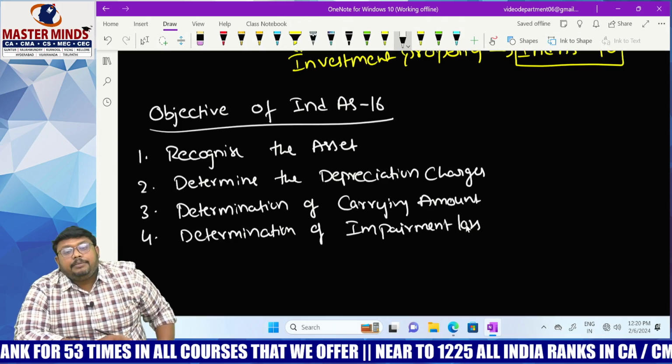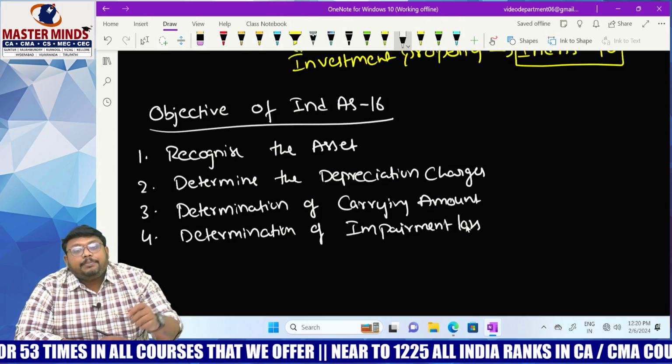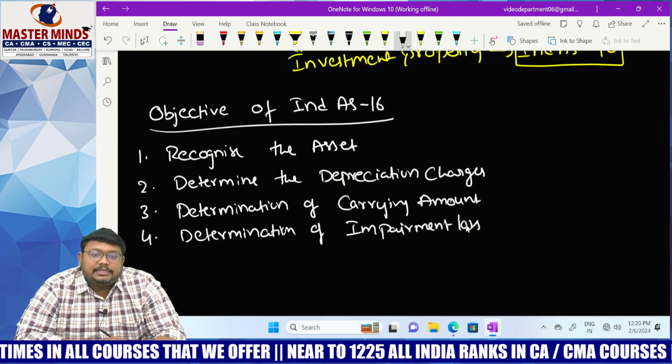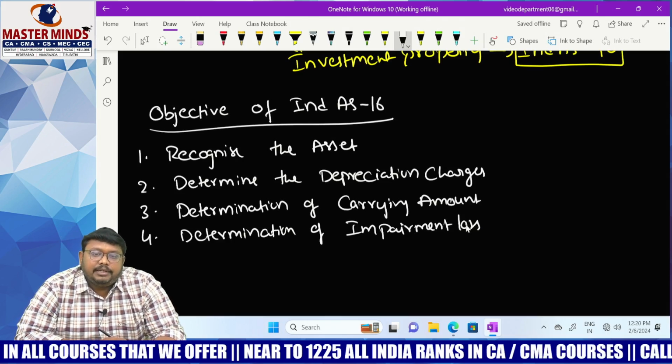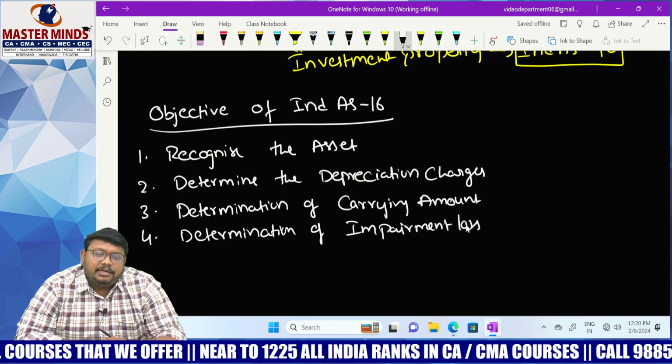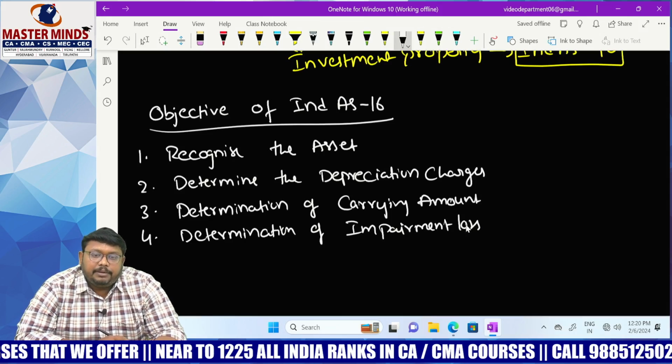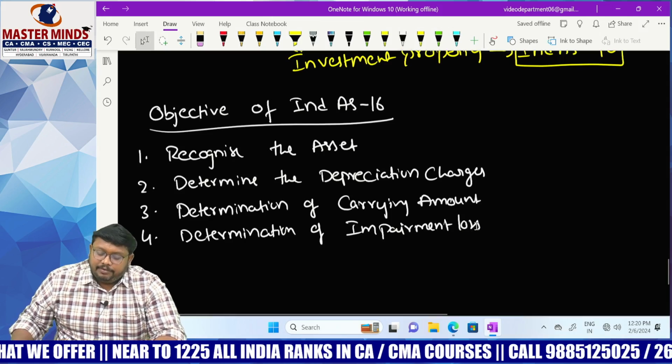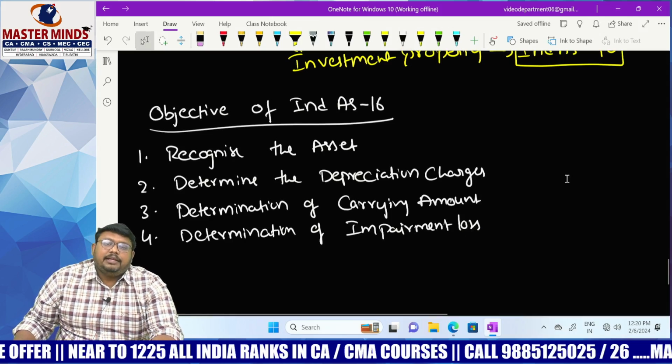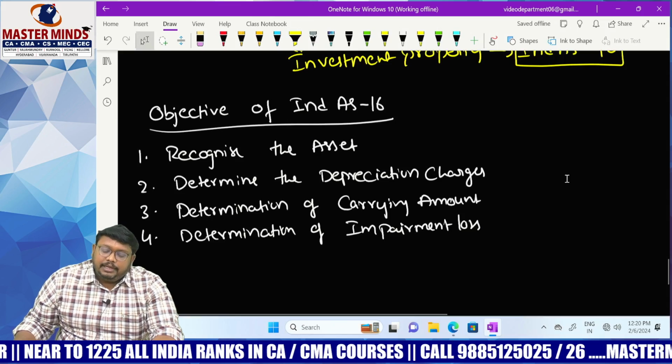We will discuss that. For impairment of assets, we have a separate standard, Ind AS 36. Ind AS 36 deals with impairment of assets. There we will discuss a lot of things relating to impairment. But in property, plant and equipment, a small part relating to impairment loss is also there in Ind AS 16.